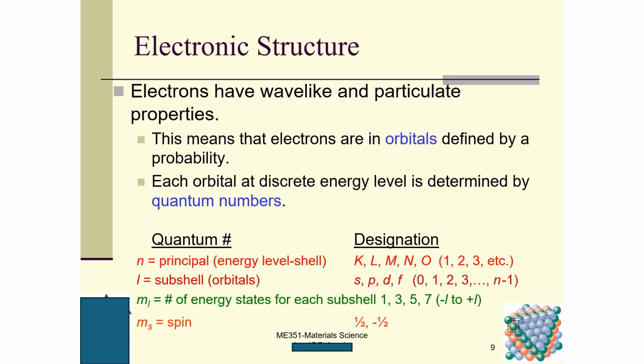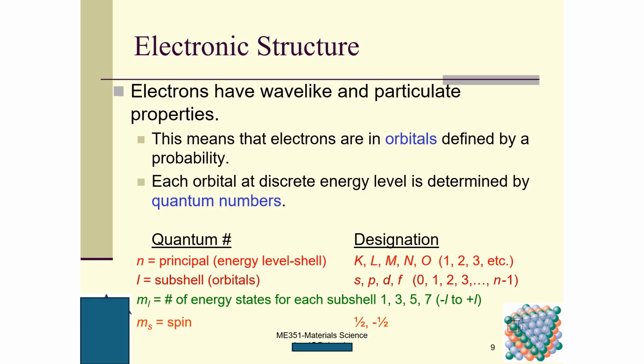And then we talk about electronic structure. Electrons have both wave-like and particulate properties, and Albert Einstein revealed the truth that electrons have wave-like and particulate properties. This means that electrons are in orbitals defined by a probability, and each orbital at a discrete energy level is determined by quantum numbers.